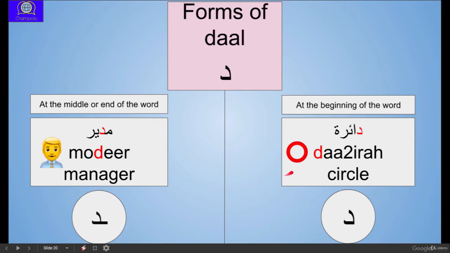So we can see this when it is in a word like دائرة, which means circle. You'll find that the letter dal occurs in the beginning of the word, and so it takes the initial form. When we look into another word like مدير, which means manager, you'll find that the dal occurs in the middle of the word and it's connected to the letter before it, so it takes this medial or final form.